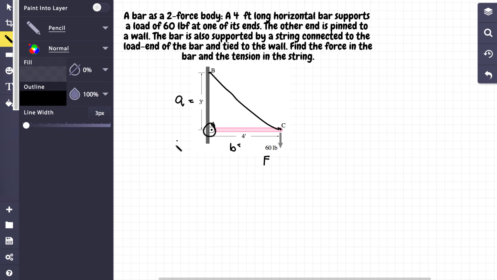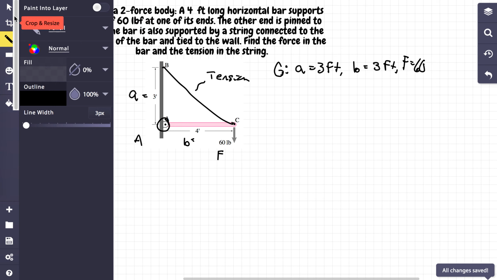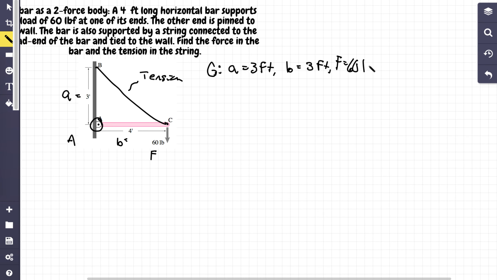So basically we want to know the reactions at, let's call this A. Then we also want to know the tension in the cable. So how do we do this? Well, first we write our givens. We already kind of discussed that. So we have A is equal to 3 feet. B is equal to 3 feet. We also know that F is equal to 60 pounds of force.